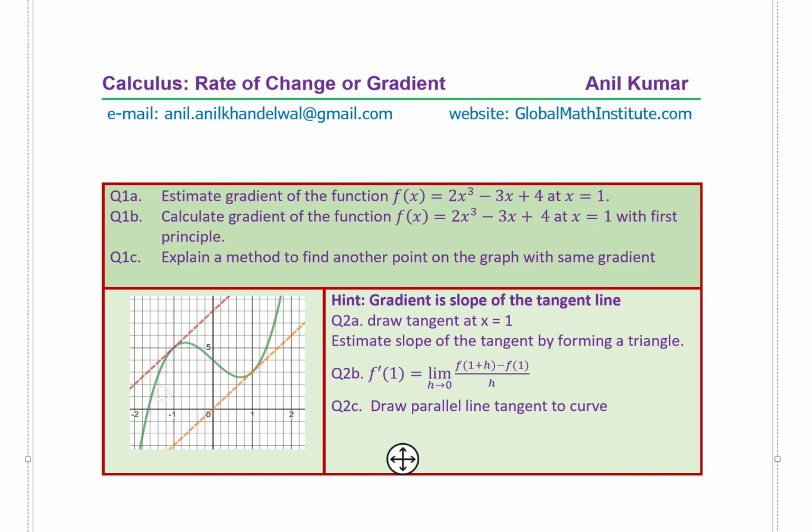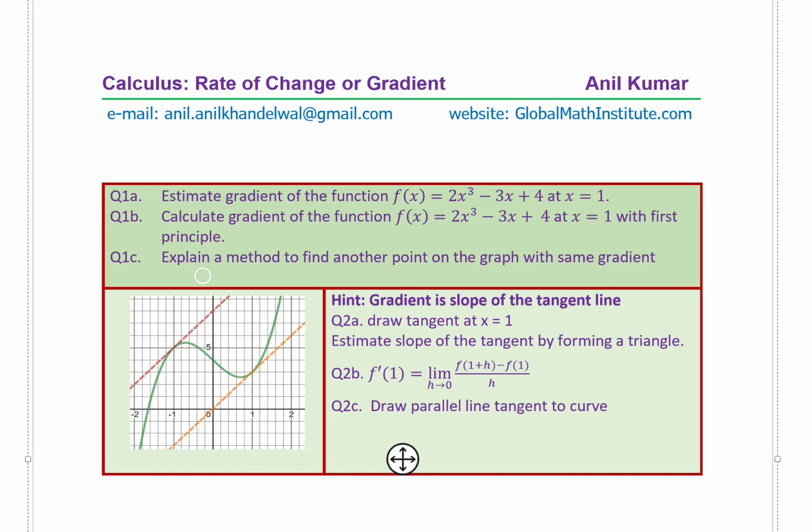Now I have provided the graph of this cubic function in green to help you find the solution. So from the graph, you have to estimate the gradient of this function at x equals 1. Perfect. Question number 1b. Calculate gradient of the function f of x equals 2x cubed minus 3x plus 4 at x equals 1. Now in this particular case, you have to calculate using the difference quotient formula which we learned earlier, right? So at 1, it will be limit h approaches 0, f of 1 plus h minus f of 1. So you can calculate these values since the equation is given to you. Now once you calculate, you can check how close are you to your estimate.